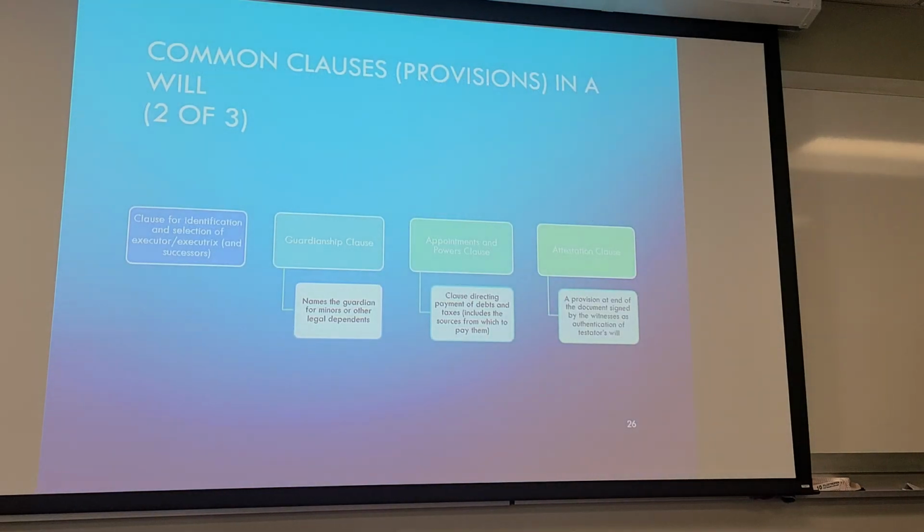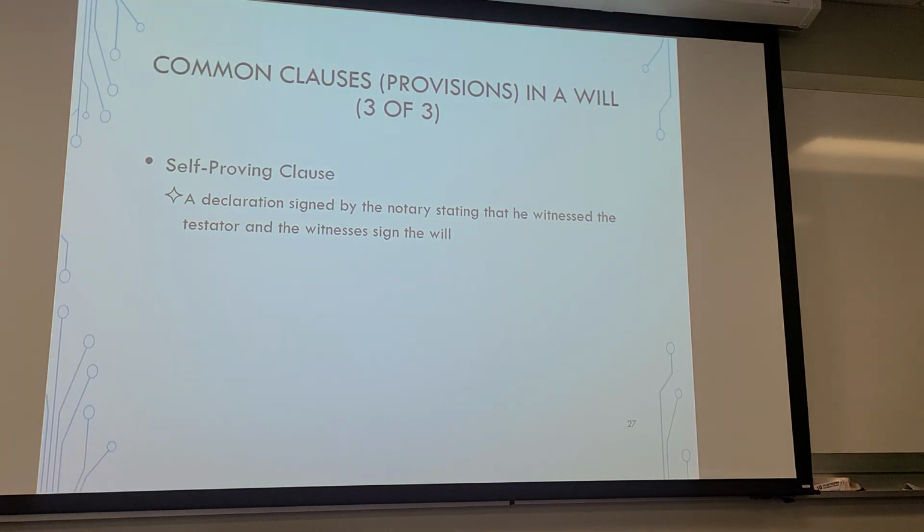Executor, guardianship, attestation is just those signatures at the end, and then the self-proving is a notary, also saw those. So if the will is ever contested, it has to go through any sort of issues. It was notarized, we don't have to track down those witnesses.